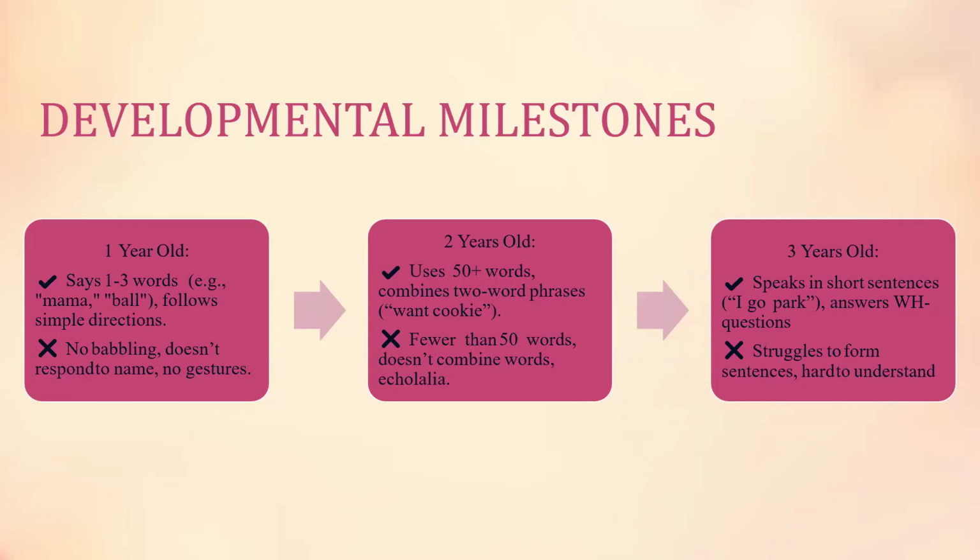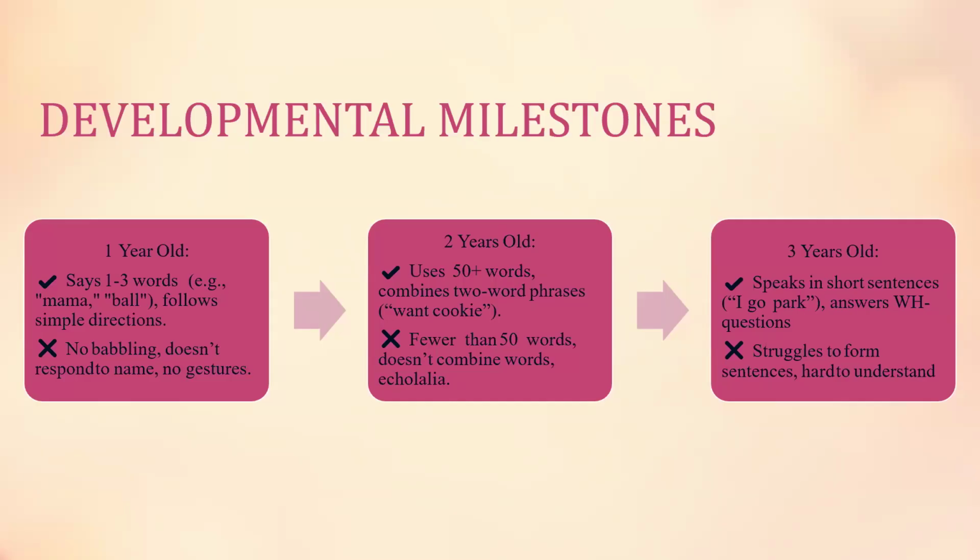By the age of 2 years old, the child should be using 50 or more words. At this point, they should start combining 2 word phrases to start to form sentences, like want cookie. If by 2 years old, a child has fewer than 50 words, is not combining words to start to form sentences, or is participating in echolalia, which is just repeating the words that are said to them, this is a cause for concern.